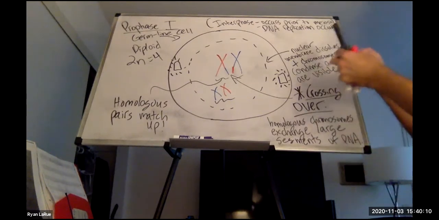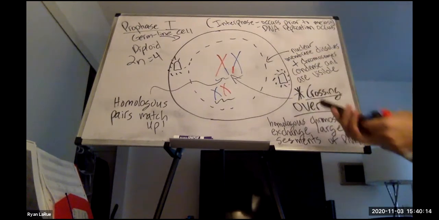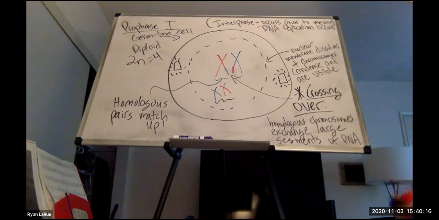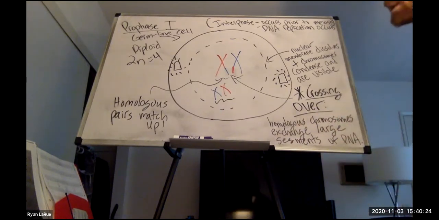And crossing over happens between, I think the statistic was on average, like 13 pairs per cell division out of the 23. So it happens quite frequently.